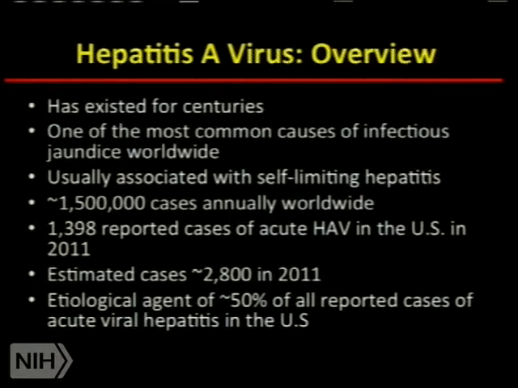But globally, there are about 1.5 million cases annually. Here in the United States, there were about 1,400 cases of acute hepatitis A reported in 2011, and the CDC estimates that the true number may be double that due to the number of asymptomatic cases that don't come to medical attention and due to underreporting. So what I mean by that is patients acquire a hepatitis and then recover spontaneously without medical intervention. Hepatitis A accounts for about 50% of all the reported cases of acute hepatitis in the U.S.